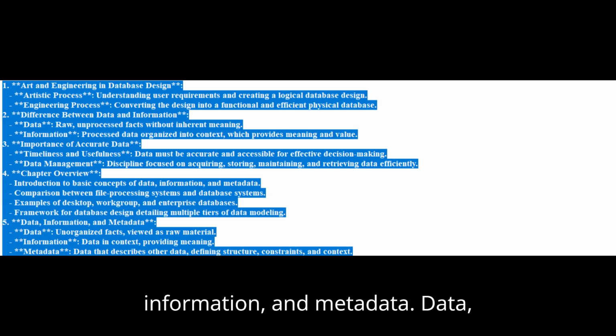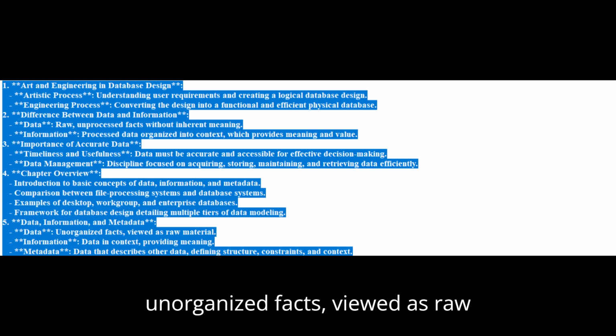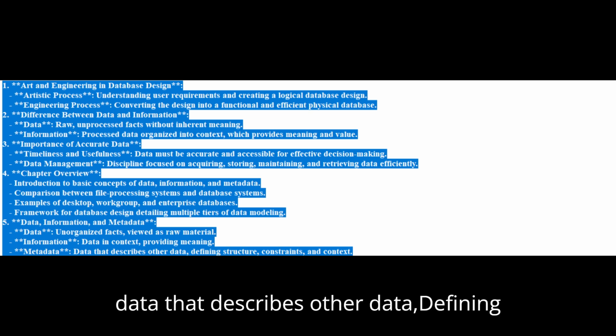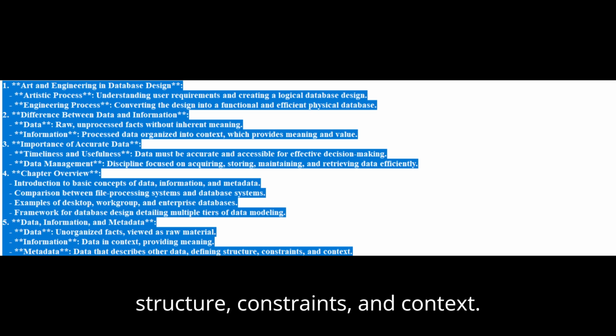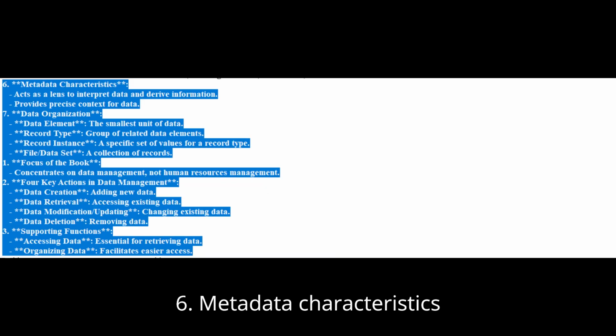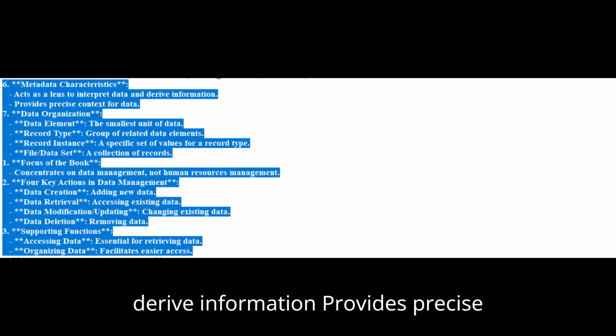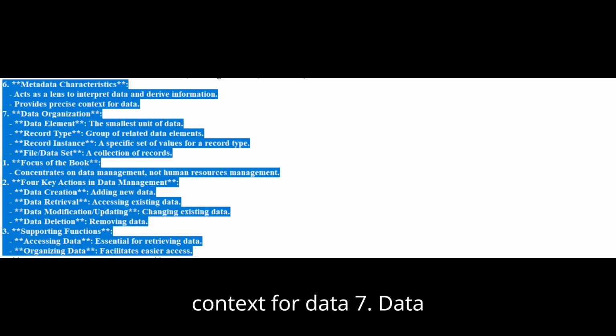5. Data, information, and metadata. Data: unorganized facts, viewed as raw material. Information: data in context, providing meaning. Metadata: data that describes other data, defining structure, constraints, and context. 6. Metadata characteristics. Acts as a lens to interpret data and derive information. Provides precise context for data.